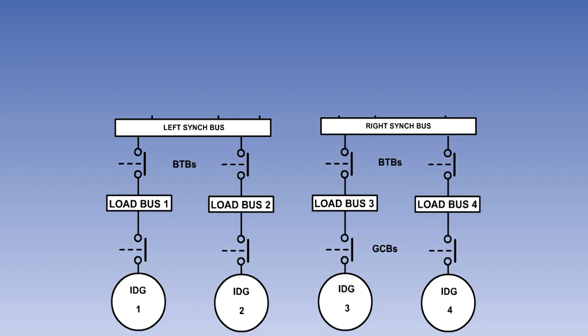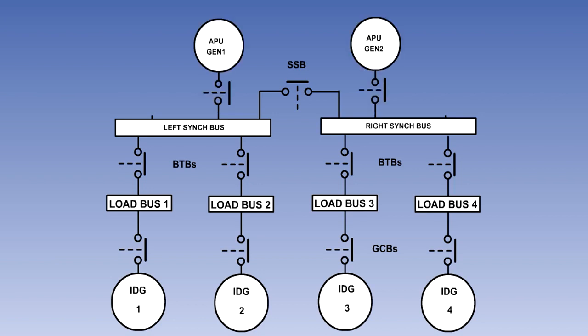All loads are connected to the load bus bars. The synchronizing bus bars have no loads attached to them. The left and right synchronizing bus bars can be connected together by the split system breaker. The auxiliary power unit, or APU, drives two generators. APU generator 1 connects to the left synchronizing bus bar, and APU generator 2 to the right.